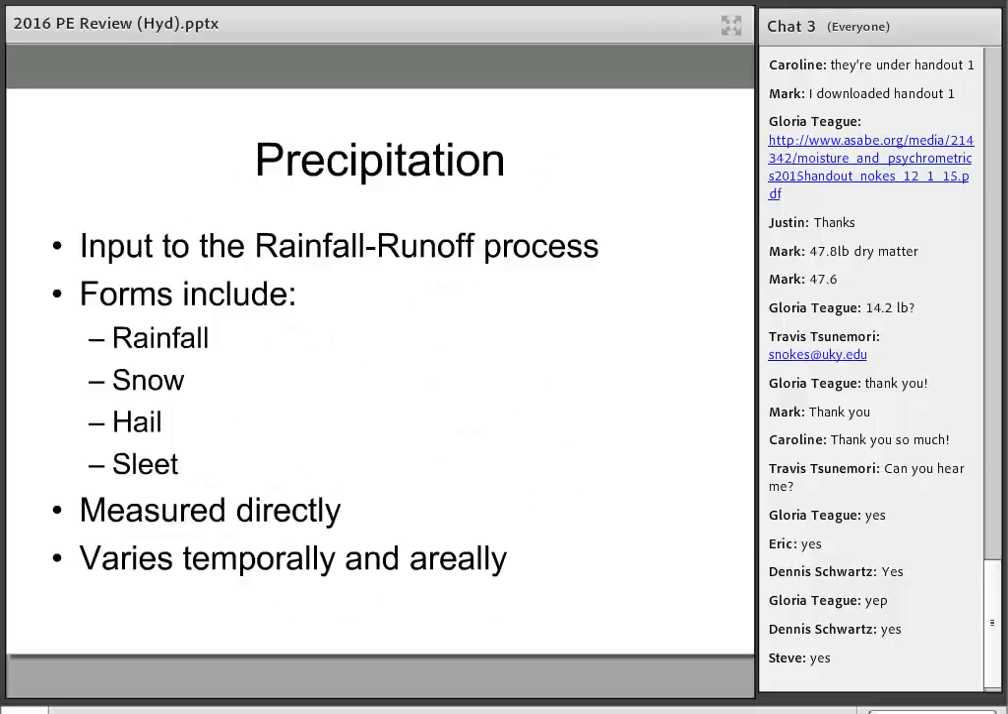When we get to the precipitation part of it, it's really the input to the rainfall runoff process. And you've got rainfall, you've got snow, which we've been having here in Champaign today, hail, sleet. You can measure it directly, but realize that it's going to vary both in time and in space. Sometimes very severely varying and rapidly varying in all dimensions. So you need to think through that as you think about how you're going to measure it.